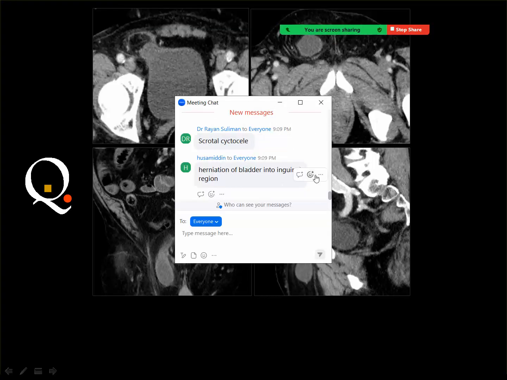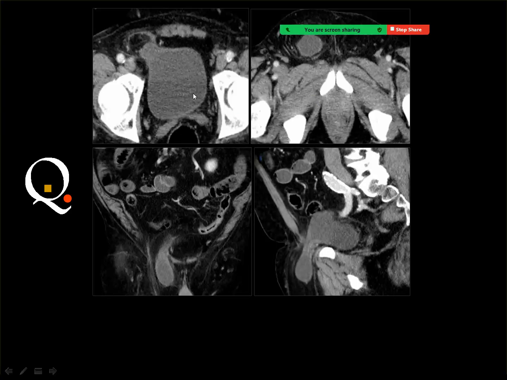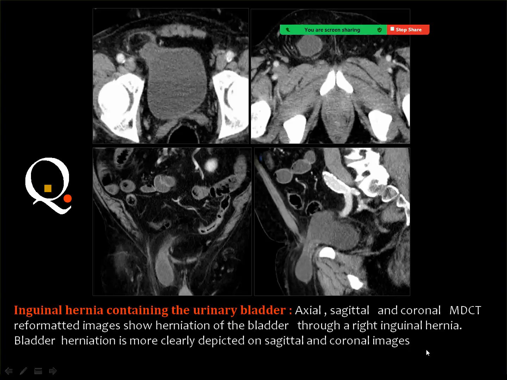Herniation into the inguinal region. This is right. If you look carefully here, and anytime you see that the bladder is pointing to the inguinal canal, then you should continue. Then you see that part of the urinary bladder is herniating through the inguinal canal to the scrotum. And this is herniation of the urinary bladder, or this is an inguinal hernia containing part of the urinary bladder. This appearance is very frequent in the examinations.